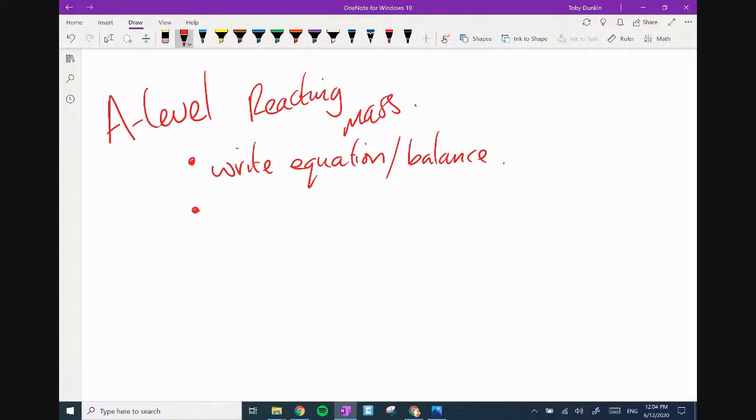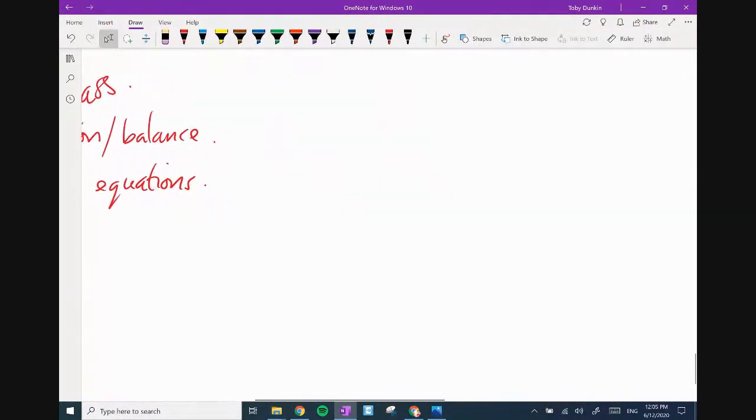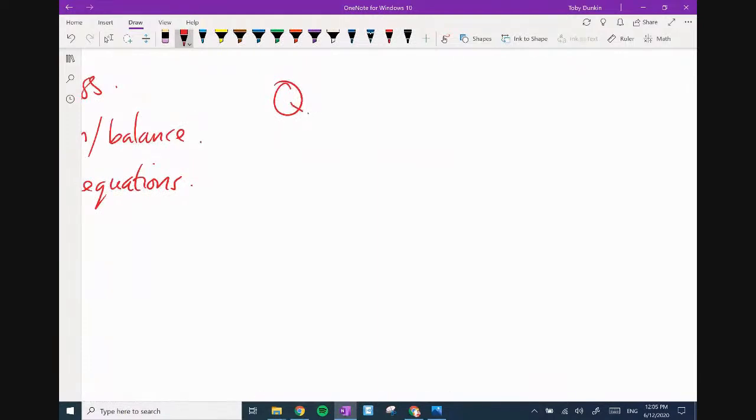The next thing is you're going to use multiple moles equations. Students go, I don't quite understand what you mean by that. What that means is, in the question, they're going to say something like, let's go back to sodium and oxygen again. Why not?